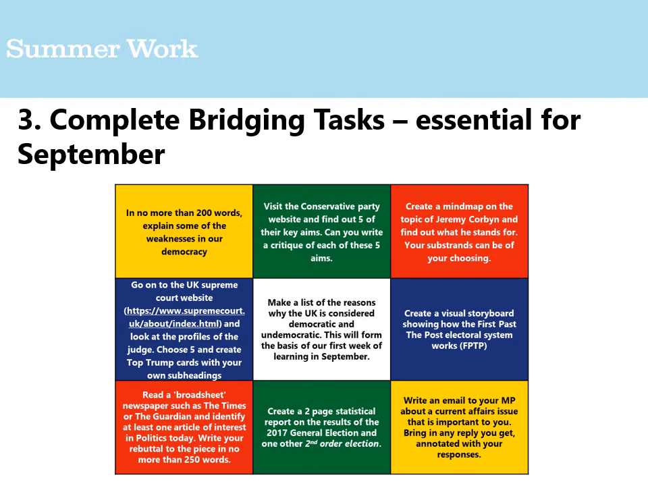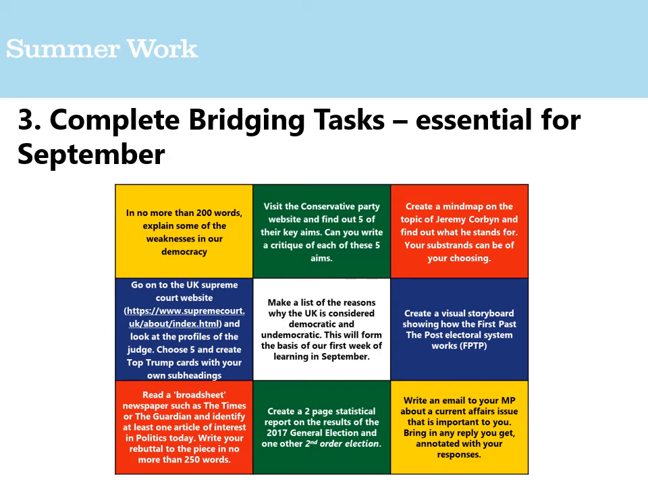The things which are essential for your September return to school or your September joining of the school are the bridging tasks, and what you need to do is complete the task in the middle, and choose 2 of the other tasks from around the outside and complete them. So the task in the middle is make a list of the reasons why the UK is considered democratic and undemocratic, and that's going to form the first few lessons that you have with Mr. Hanna.